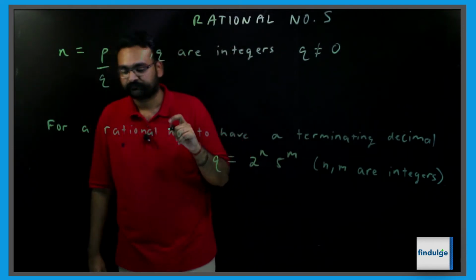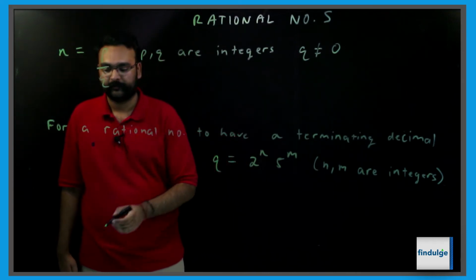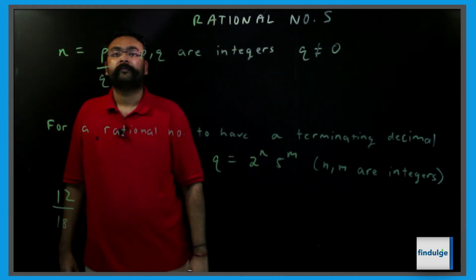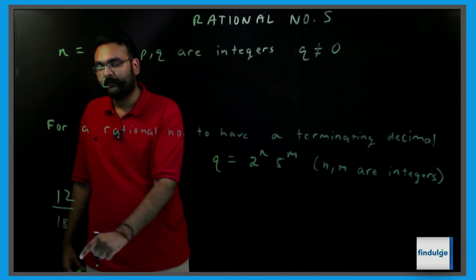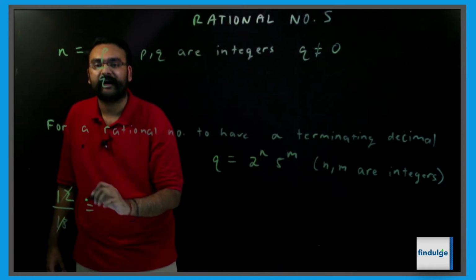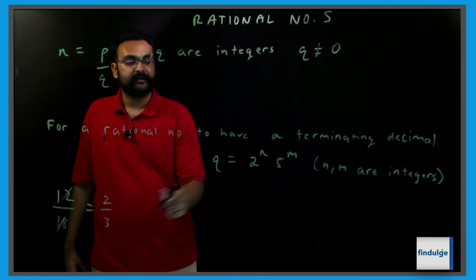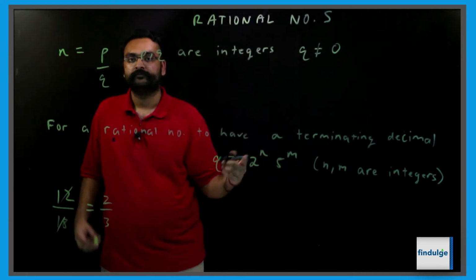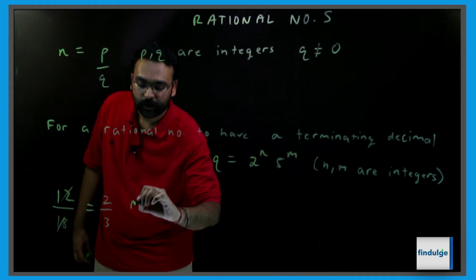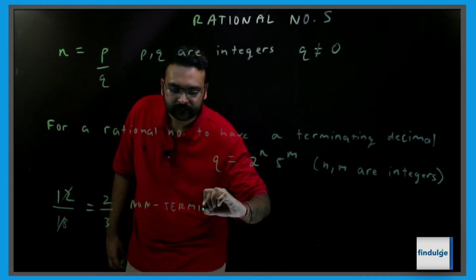For example, let us look at the fraction 12 by 18. First things first, we will simplify this. What will we get? 6 divides both of them. 2 by 3. Is my denominator of this form? No, because 3 is also here. This will be non-terminating.